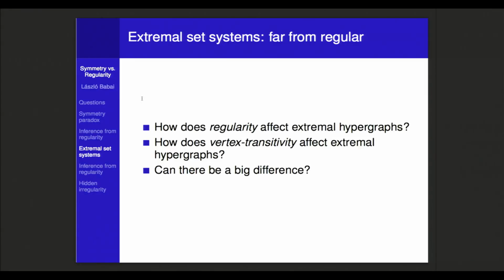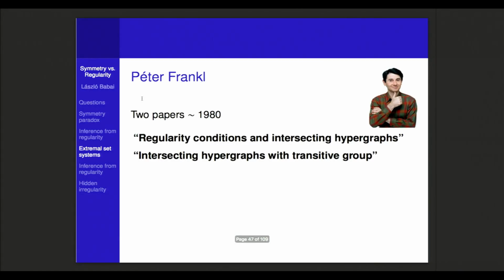Vertex transitivity would of course also affect it, but the question is, could it affect much more than just merely regularity? Obviously, regularity, especially for hypergraphs, is an incomparably weaker condition than transitivity. However, if we look at the extremal set system, maybe the difference is not that big. So that's an interesting question: how big can be the difference forced by vertex transitivity of our examples, as opposed to just mere regularity? And it is Peter Frankl who championed this question.